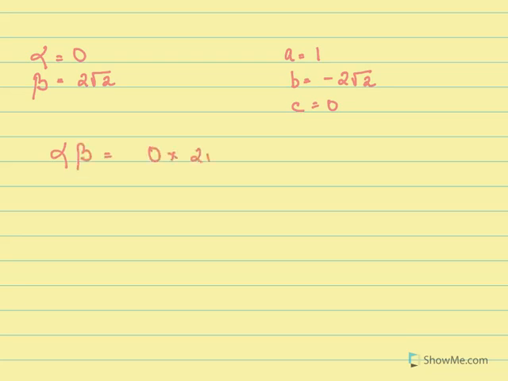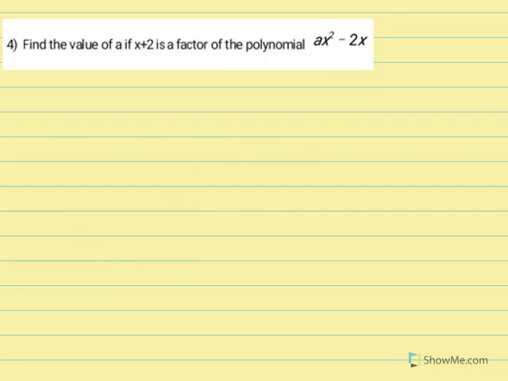Next we do alpha into beta. So we had alpha equal to 0, beta equal to 2 root 2. Then the a was 1, the b was minus 2 root 2, and the c was 0. Now let us see what is alpha into beta. That is 0 into 2 root 2, which is equal to 0. And c by a. C is 0, a is 1, and that is also equal to 0. So we see alpha into beta equal to c by a. Product of roots equal to constant over the coefficient of x square.